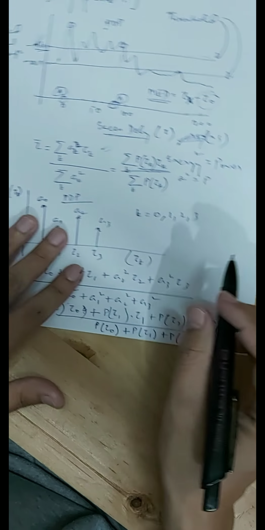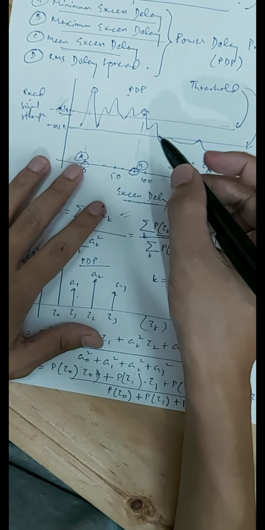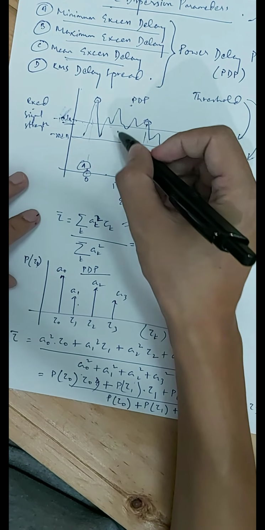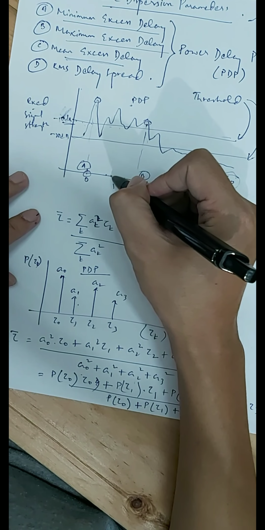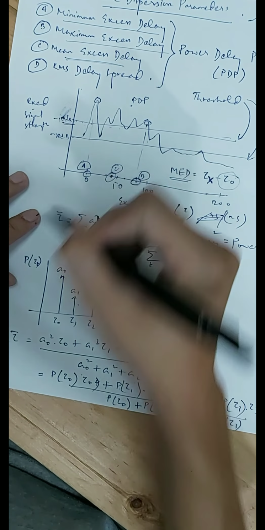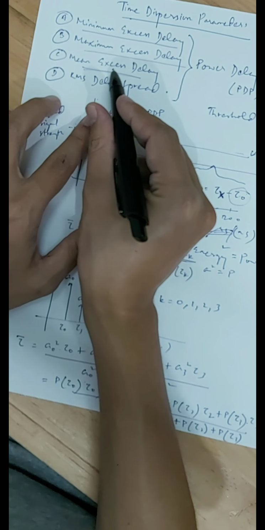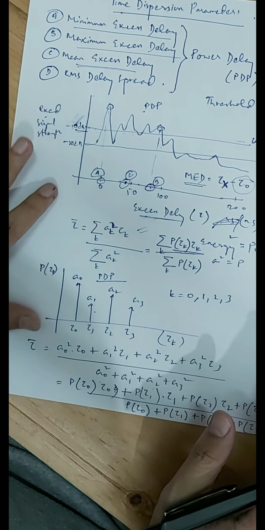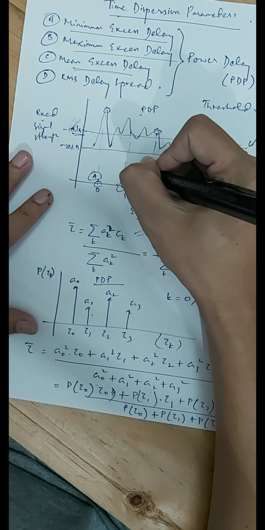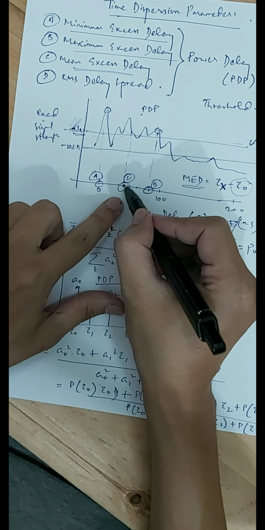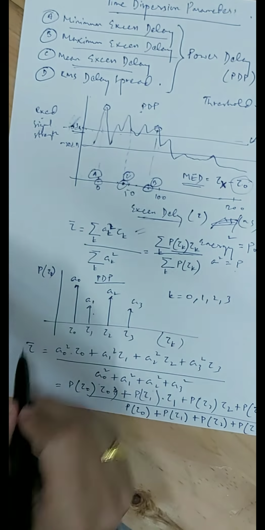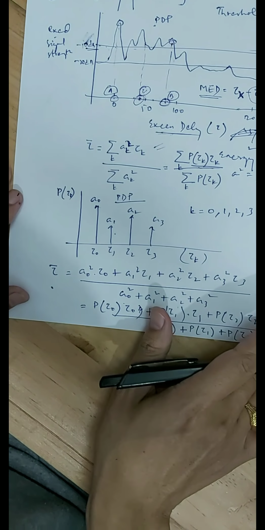So we get a value, and suppose that value is somewhere here, and that point will become your tau bar. This is your mean axis delay. This part will be your mean axis delay, which you have got using this formula.